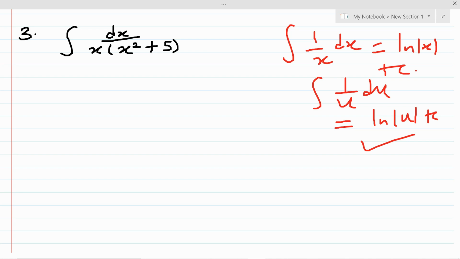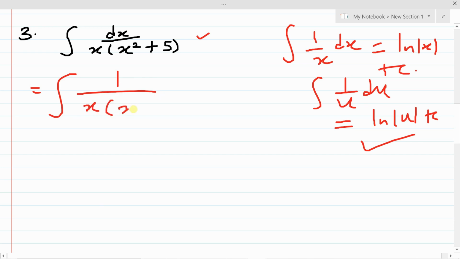Now I have this integral to compute. How do I start? This one is the same as saying the integral of 1 over x into x squared plus 5, dx. This is the same. But now how do I start this? Because I can't do this just manually. We don't know how to integrate this. So what you do is try to convert the whole of this to a partial fraction. That will help you to solve.